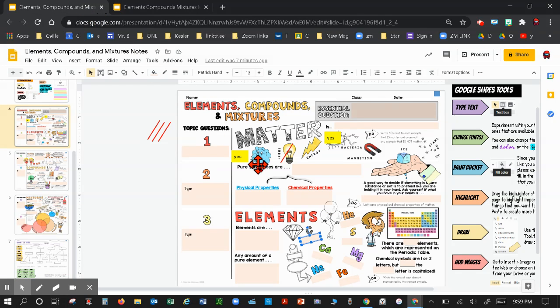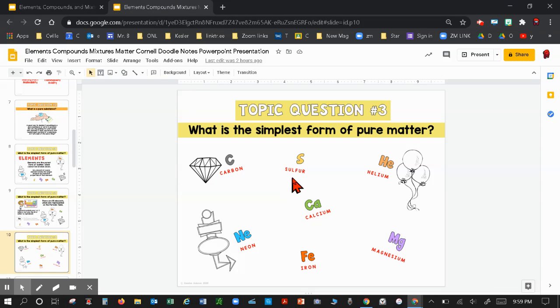Sulfur, as you can see, is what the S stands for. That is sulfur, S-U-L-F-U-R. Sulfur has a yellow-like color. It has a rotten egg smell. It's kind of pungent. It's nothing that really is that attractive or something you want to be around.